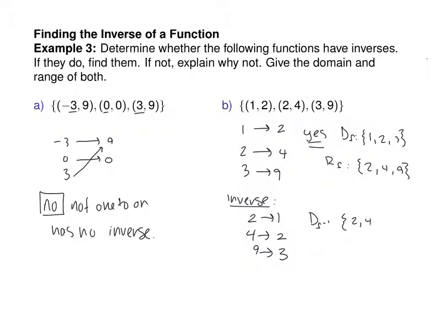2, 4, 9. Or it's the range of F, right? What is the range of F inverse? 1, 2, 3, or the domain of F, right? So reversing these correspondences, yeah. So even though there wasn't an inverse for the last one, we still have to put the domain and range because it says give the domain and range for both.